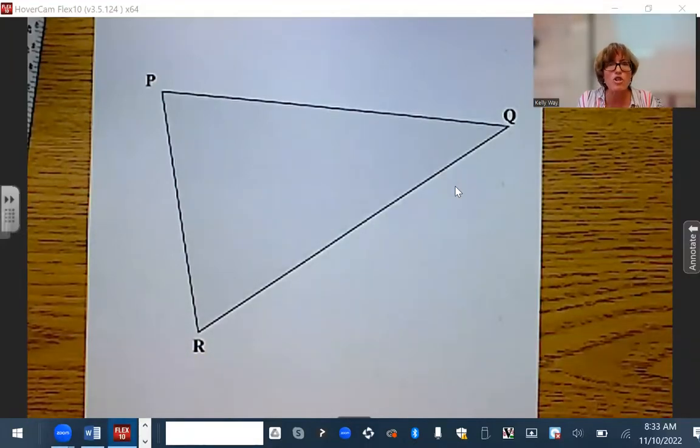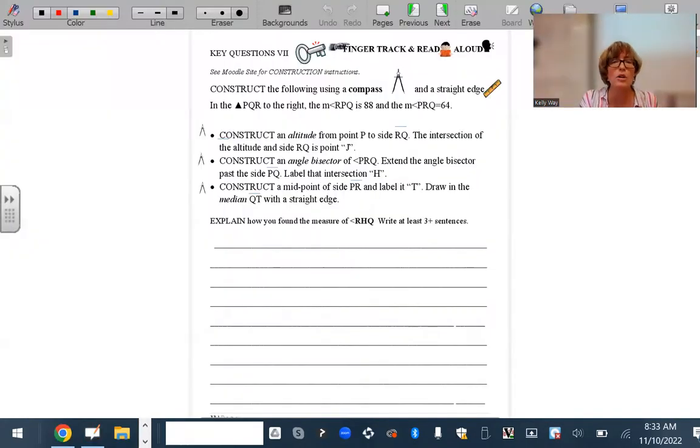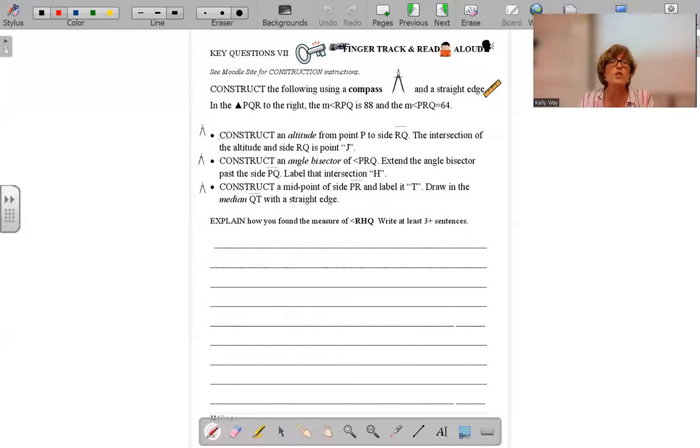This is a short explanation of the construction problems. So taking a look here, it says you must construct using a compass the following problems.